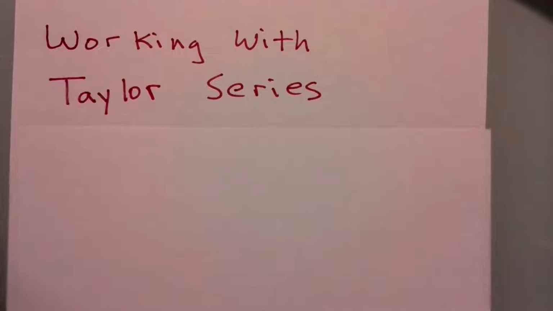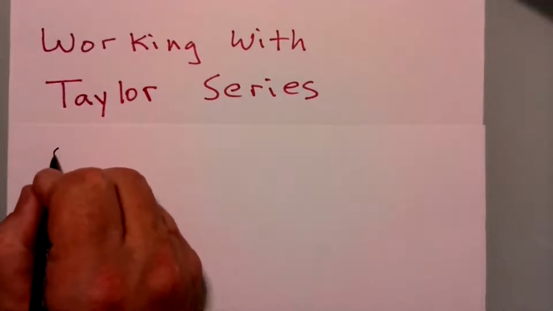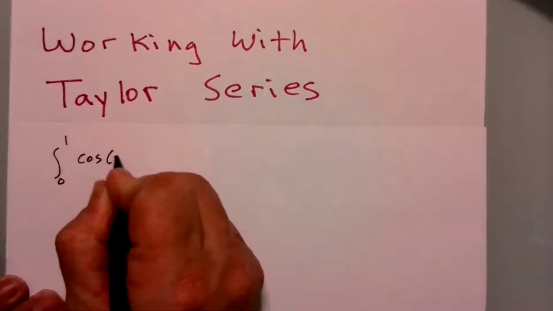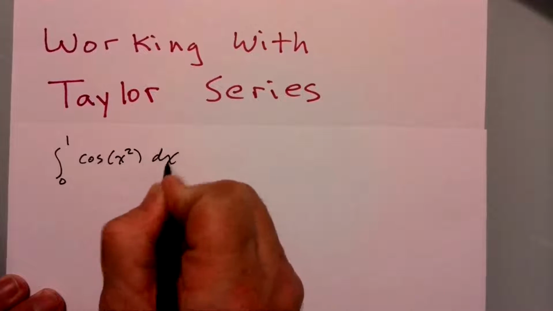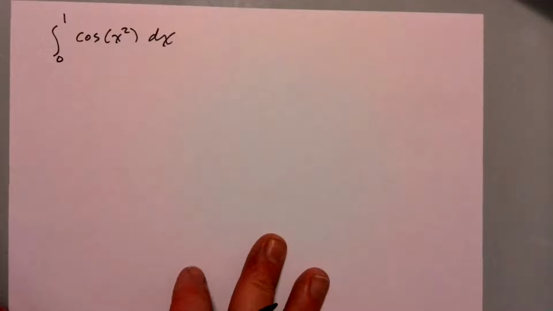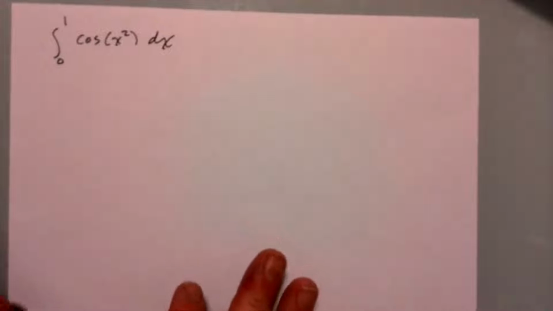So I'm going to take a look at question 2b from the worksheet. Namely, we want to look at cos x squared, and then once we do that, find the integral from 0 to 1 of cos x squared dx. And again, we're working with Taylor series, so we need to remember what the Taylor series for cosine x is.